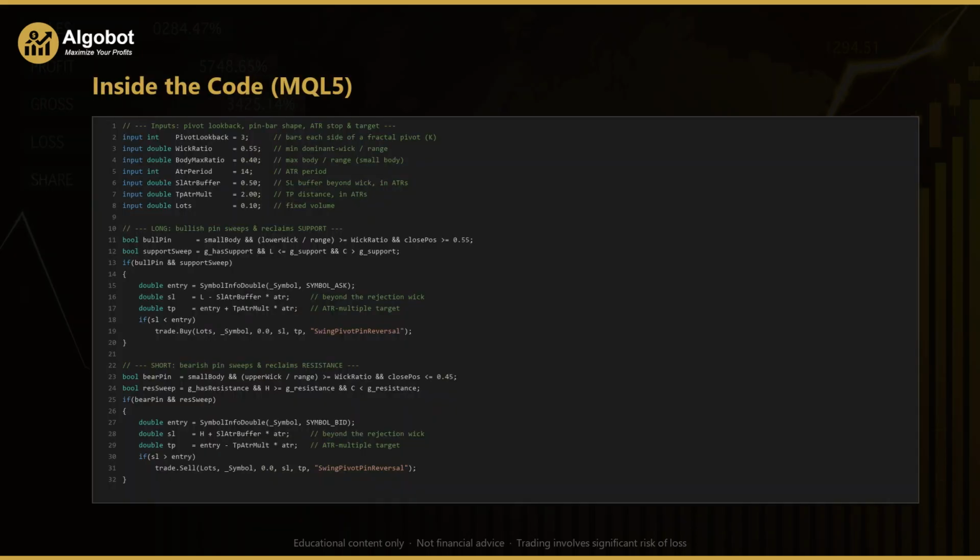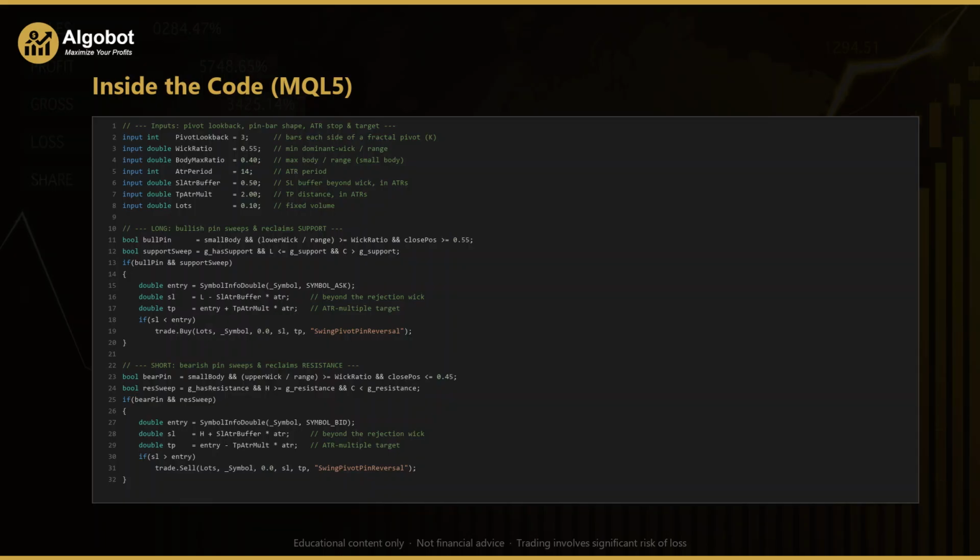Let's look at the actual MetaQuotes language code, as you'd see it inside MetaEditor. At the top are the inputs that shape every decision. PivotLookback controls how many bars sit on each side of a fractal pivot. WickRatio sets the minimum dominant wick size, while BodyMaxRatio caps how large the body can be, together defining the pin bar shape. ATR period feeds the volatility reading, and the stop-loss buffer and take-profit multiple are both expressed in average true range units. Lots fixes the trade volume.